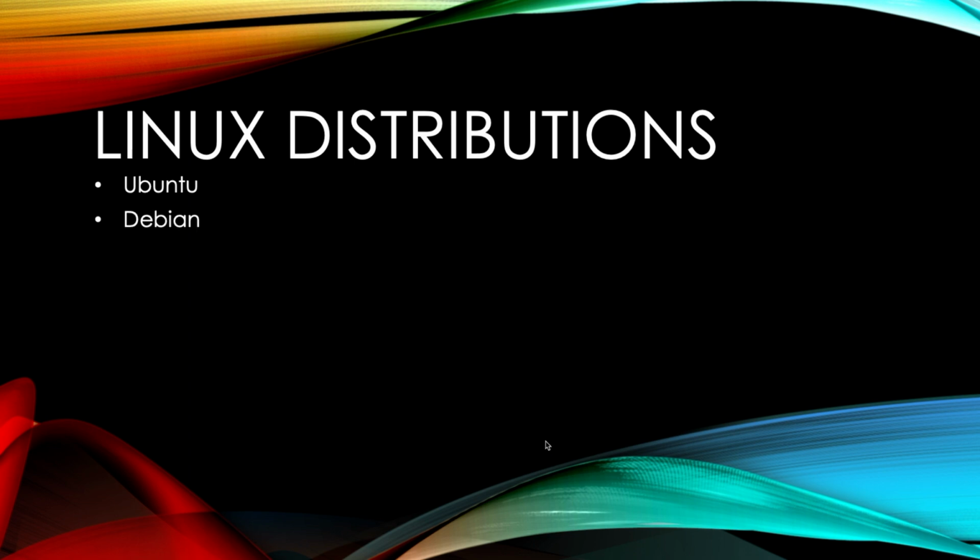Debian, a stable and versatile distribution that forms the basis for many other distributions including Ubuntu. Debian is known for its commitment to free software principles and its robust package management system. Fedora, developed by the Fedora Project and sponsored by Red Hat. Fedora is a cutting-edge distribution that showcases the latest open source technologies. It's often used by developers and enthusiasts who want to stay on the leading edge of software development.